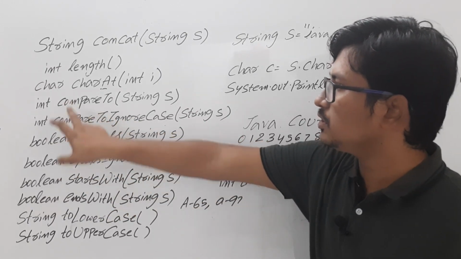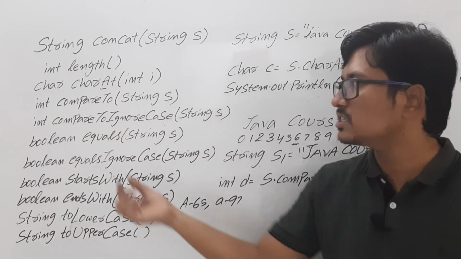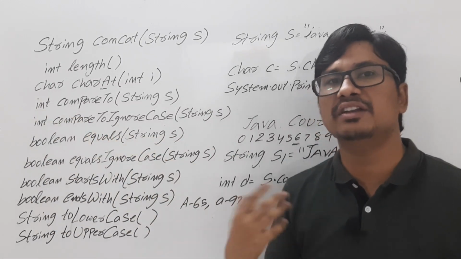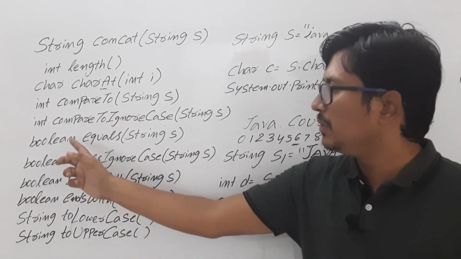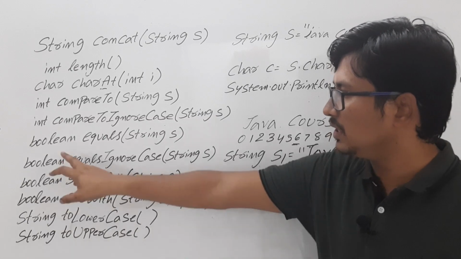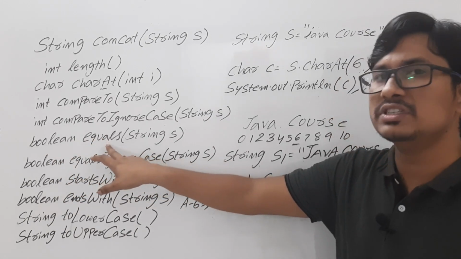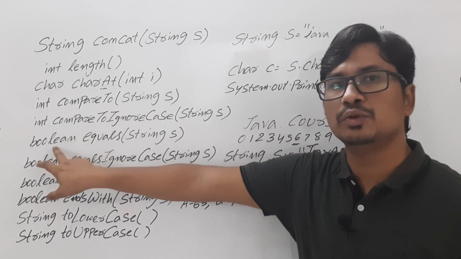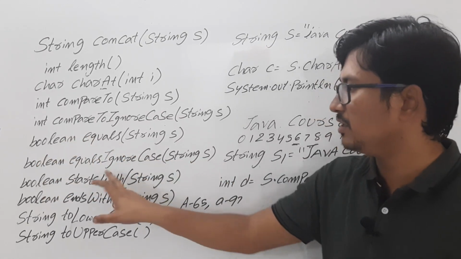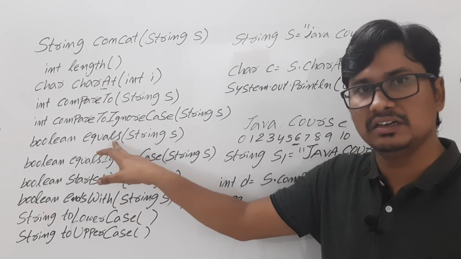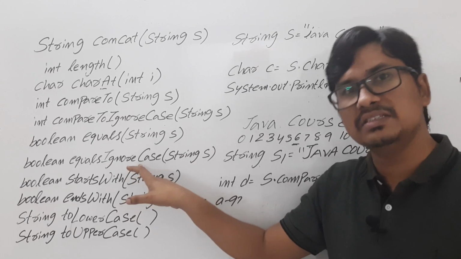Whereas in those two methods it returns an integer value. If both the strings are the same, you get the value 0. If they are different, you will get either a positive value or a negative value. But in these two methods, what you will get is a boolean value. Meaning, if both the strings are equal, it will return true. If both the strings are different, it will return false. In the same way, this one will consider uppercase and lowercase as different, but that one will consider them as the same.